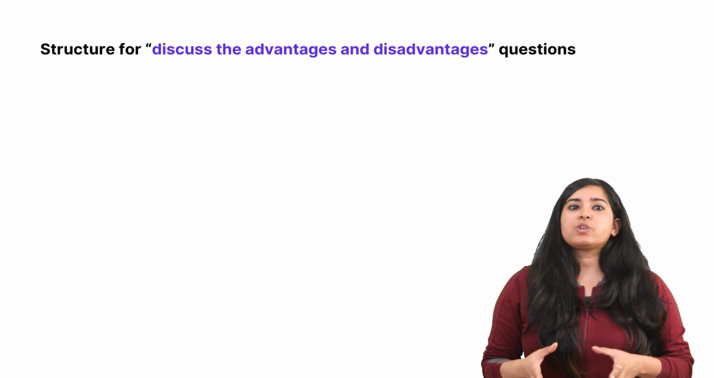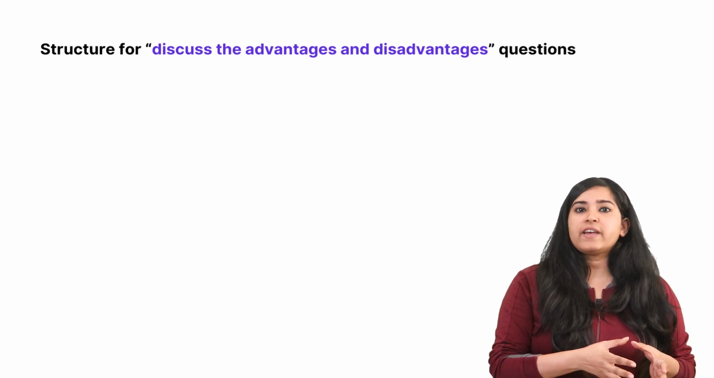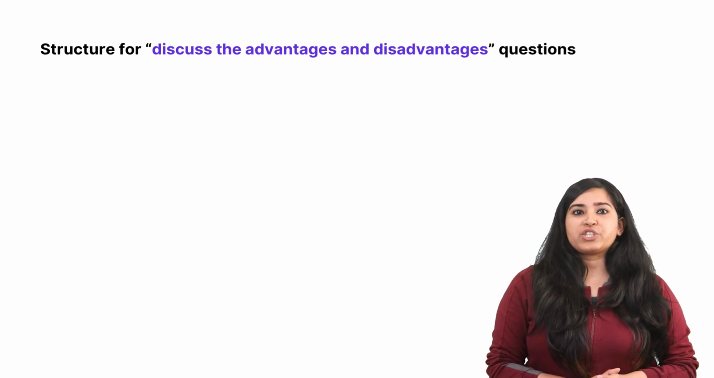Usually, the first part of the question will be a statement. Following that, you will be asked to write about both the advantages and disadvantages of the idea that has been stated. In some cases, you might have to state your opinion as well. Now, because of this, we can structure our essay in two ways. If the question asks you to only discuss the advantages and disadvantages, then you can use this structure.